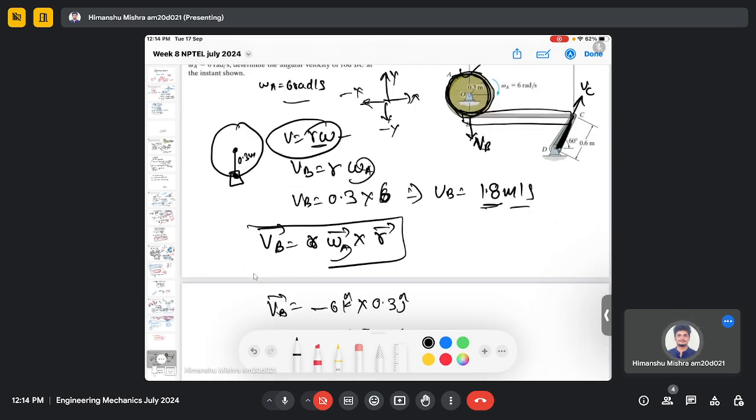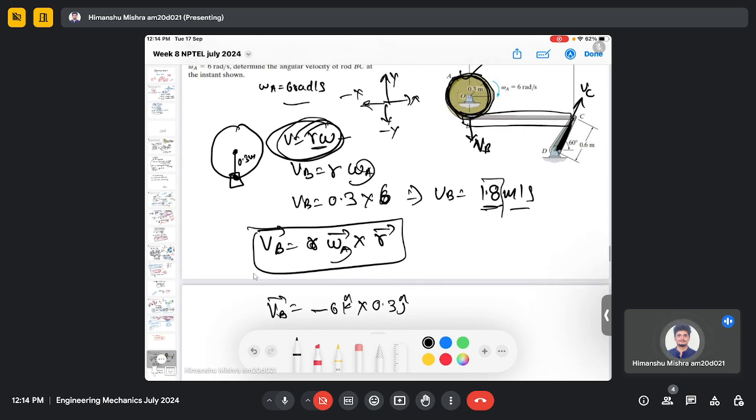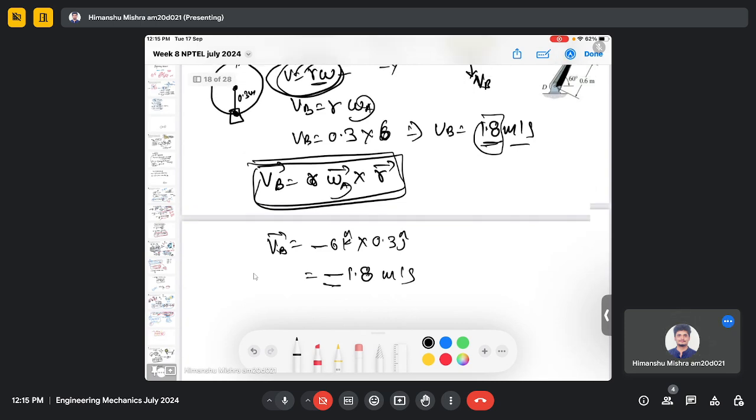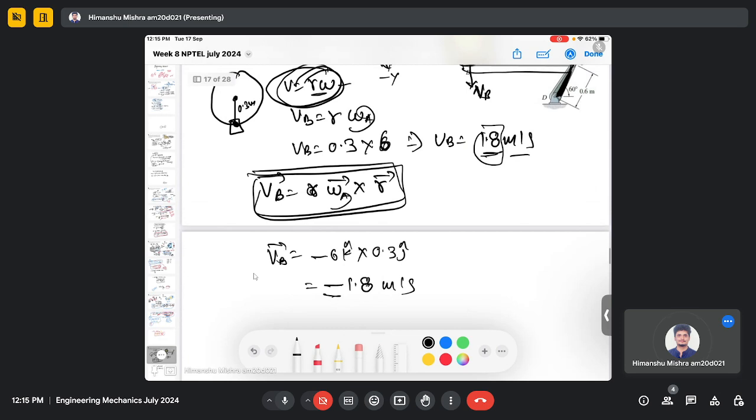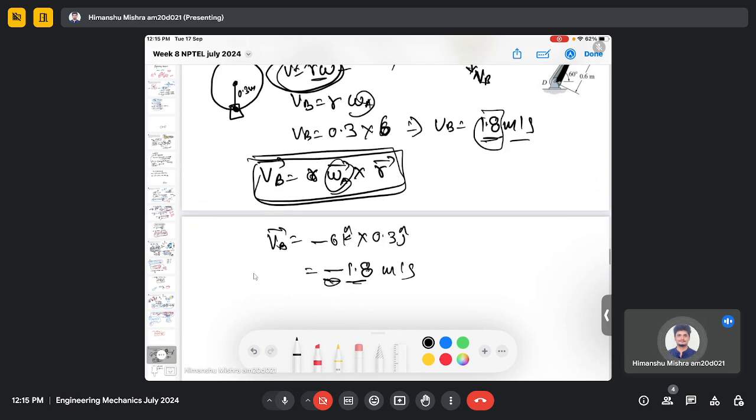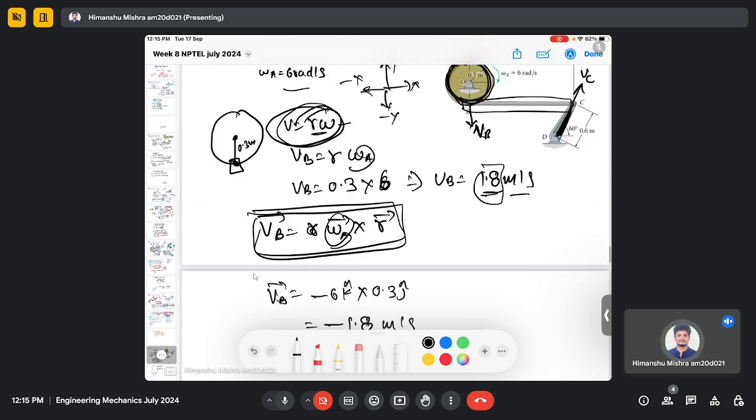So for the sign, always use the vector notation, because if you use the magnitude notation R omega, you will get the magnitude, but you cannot decide the sign, whether the velocity is in the up direction or in the negative direction. But if you use the expression in the vector notation, you will actually get the sign here. So for the omega, I always use clockwise as a negative direction. So this is minus 1.8 meter per second, which means the velocity of point B is in the downward direction.